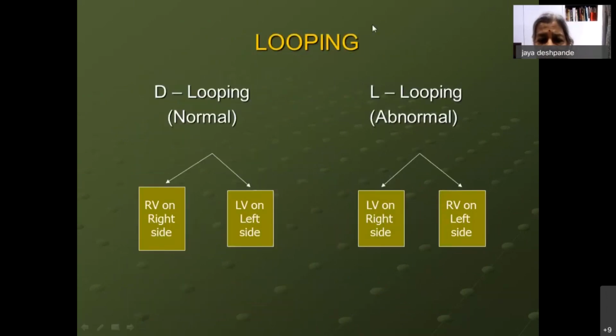Now, coming to the process of looping, the heart, as you know, is a straight tube. And during the process of development, it loops, it curves to the right. This is known as D-looping, whereby you get right ventricle on the right side and left ventricle on the left side. If for some reason the heart loops to the left, it is known as L-looping. You will have left ventricle on the right side and right ventricle on the left side.